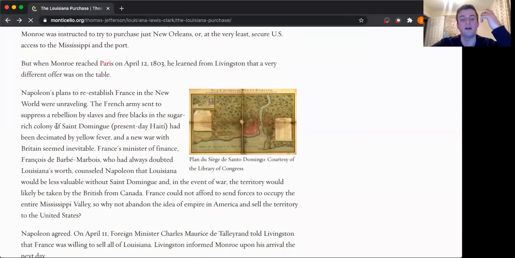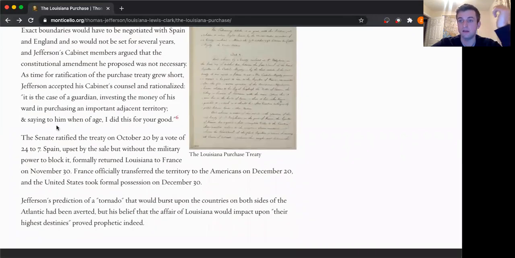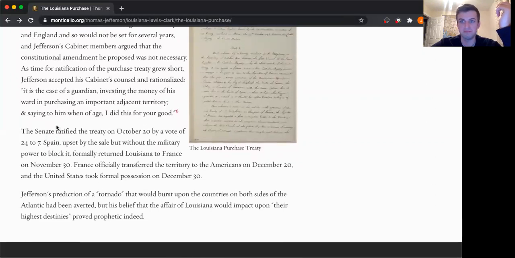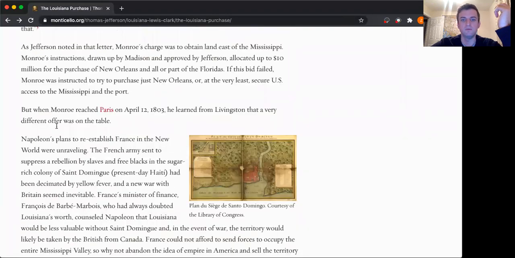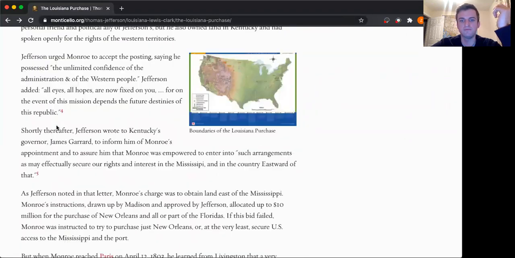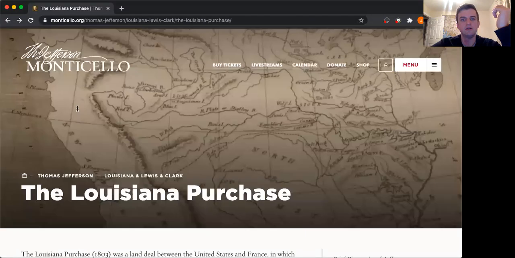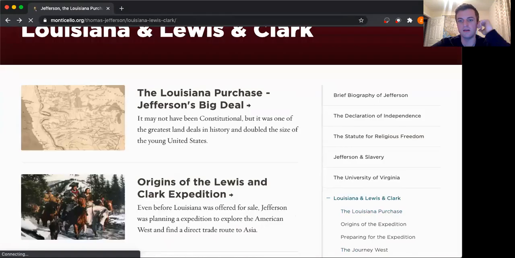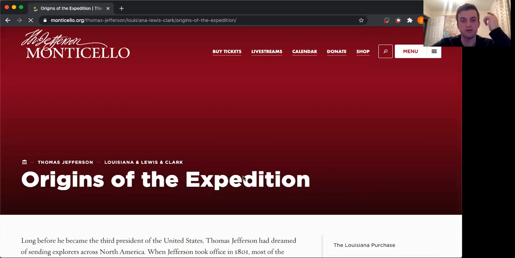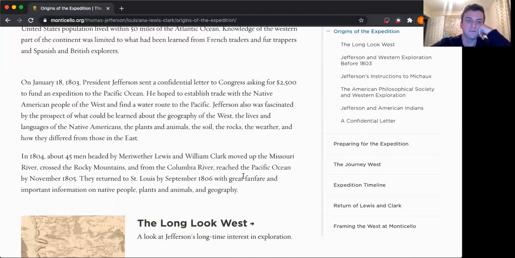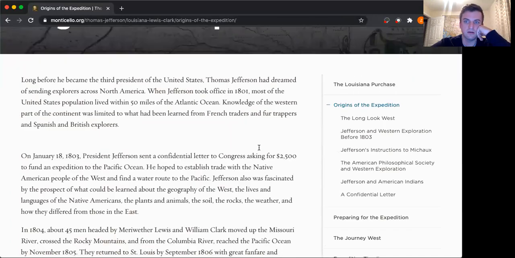One thing that I would ask is that you just take some time to read through it. This is, yes, only like a 10 question, kind of multiple choice. But if you stick in here and you play around, we're going to be in this one, the Louisiana Purchase, for today, Friday, origins of the expedition. A little short and sweet.